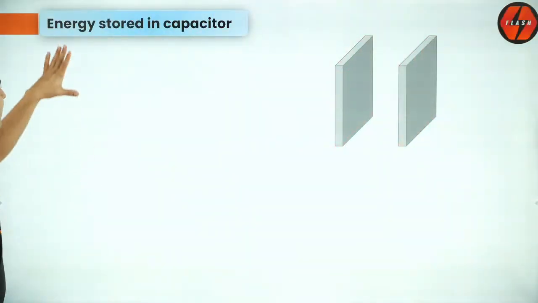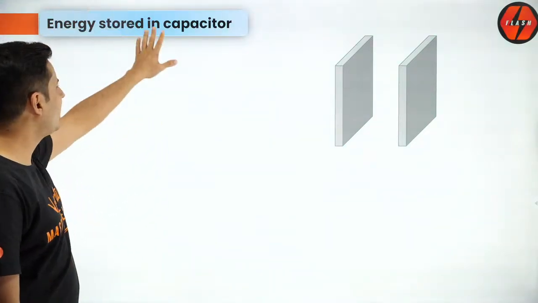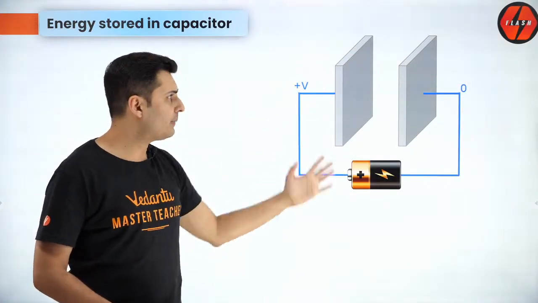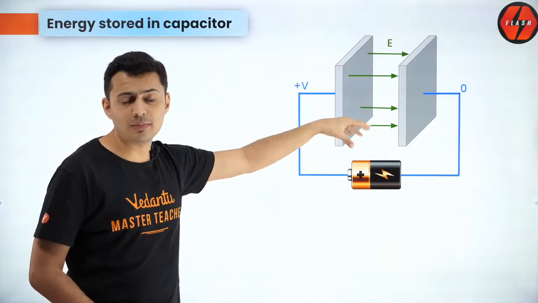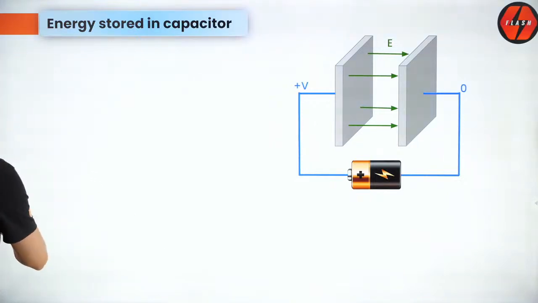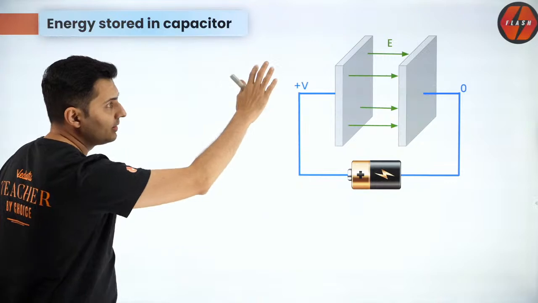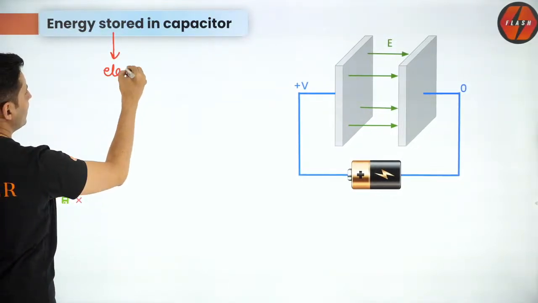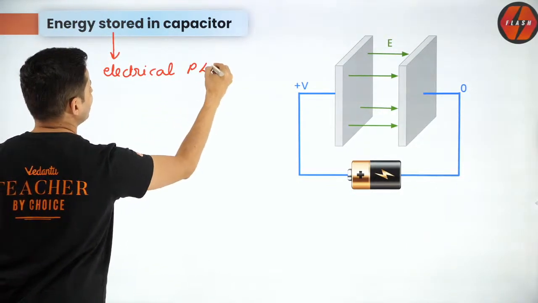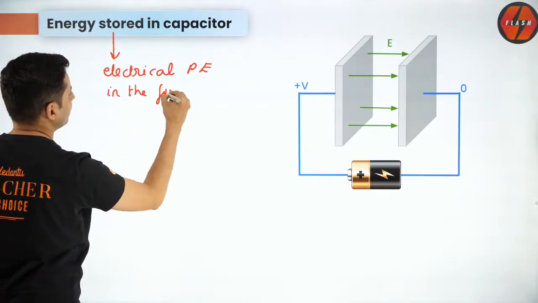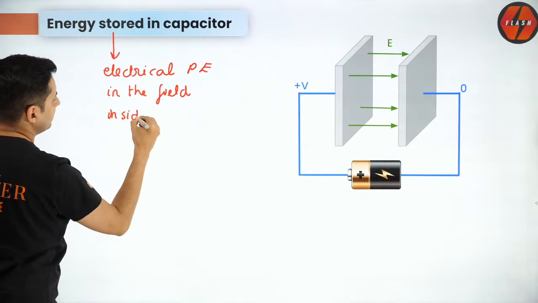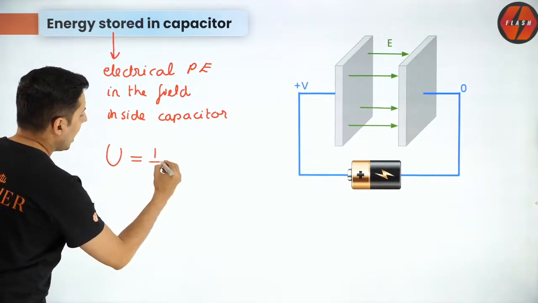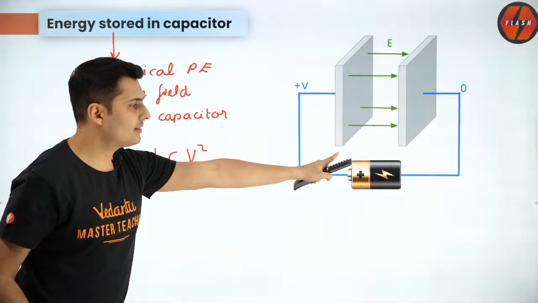Now look at the next concept coming up on your screen. How much is the energy stored inside a capacitor? We just spoke about how when you connect a battery to a capacitor with potential difference V, there is a field set up because of the charges, and some energy is stored. The energy stored inside a capacitor is in the form of electrical potential energy in the field inside the capacitor. This is very important: where is the energy stored? This energy has the symbol U. The formula is half CV square, where C is capacitance and V is the potential difference.